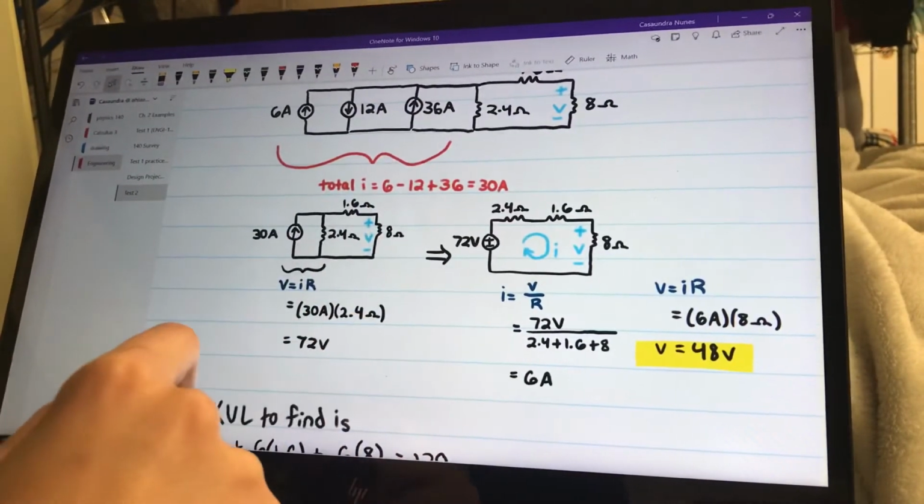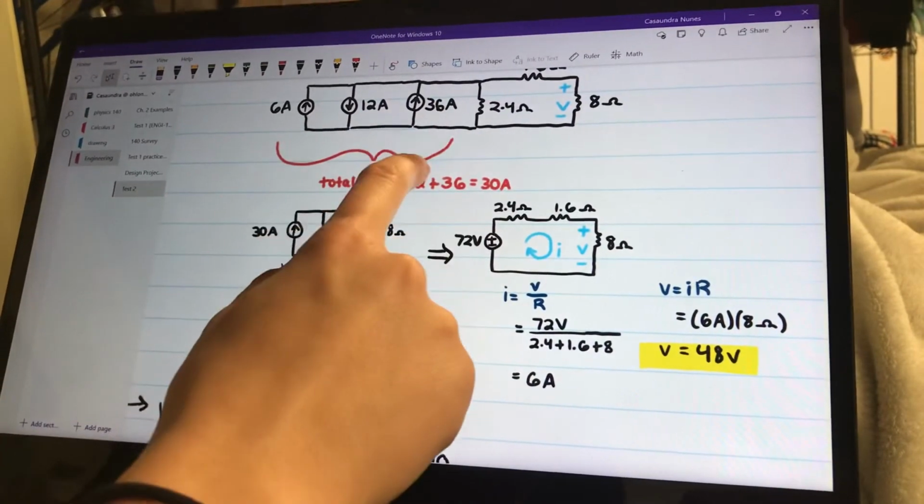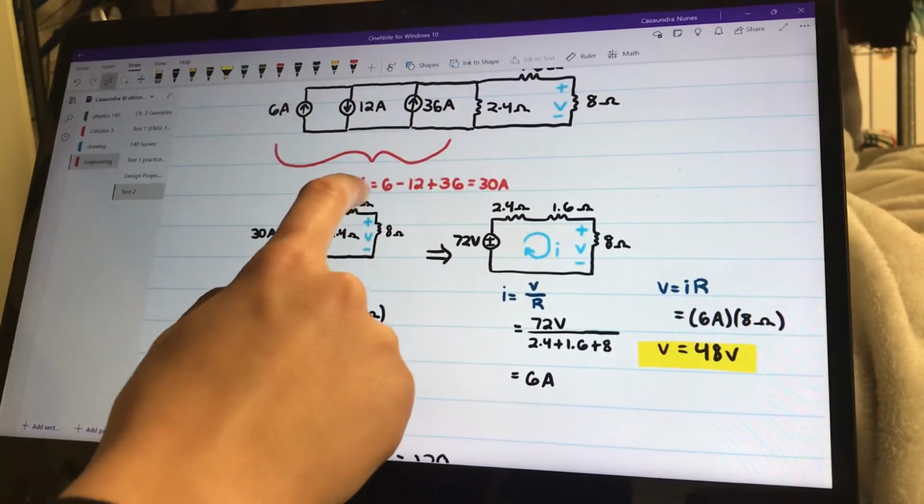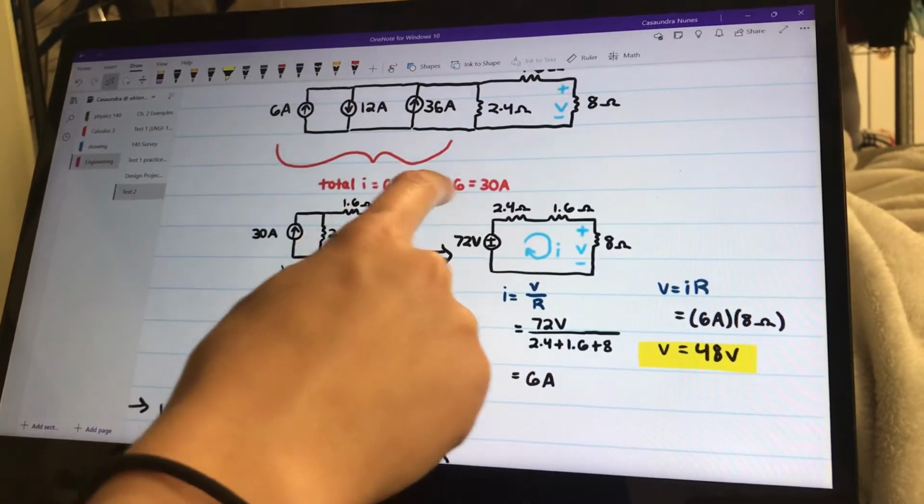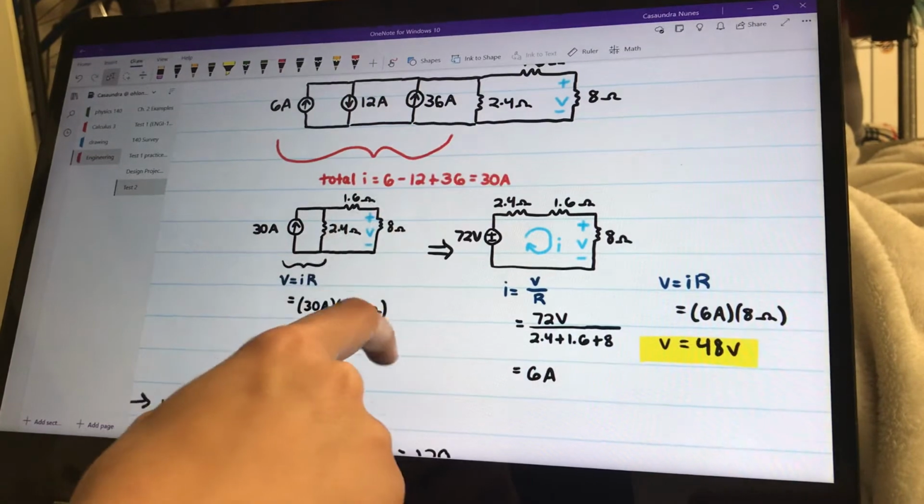So that really simplified the circuit a lot more. And here I was able to calculate the total current coming through the circuit. So I did 6 minus 12 because that arrow is going downwards, and then plus 36, and that came out to 30 amps.